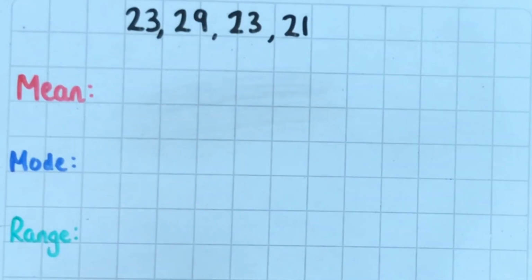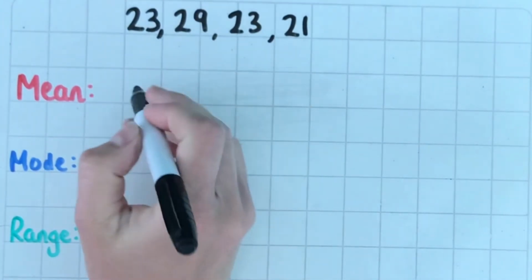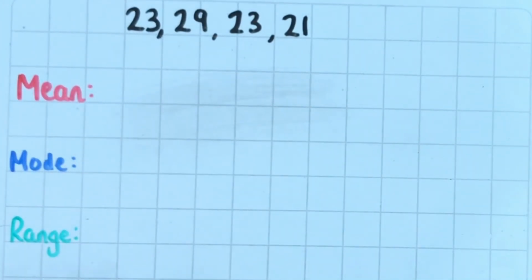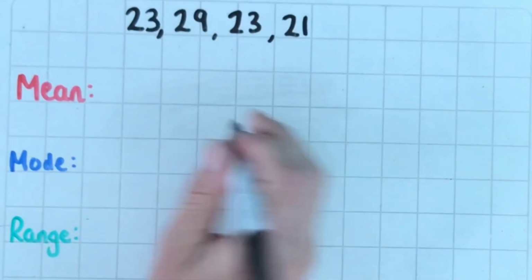Okay, so your next example, you've got 4 numbers. You need to find the mean, the mode and the range. Okay, so I'll just show you how you would do it. So the first thing you have to do is add the numbers together. Okay, so some of you might find ways to do this in your head. Some of you will be happier to use a formal method. I will show you 2 ways.